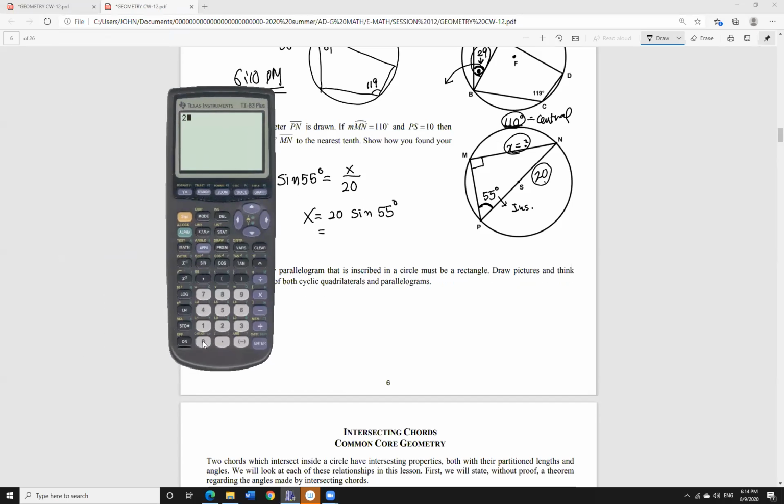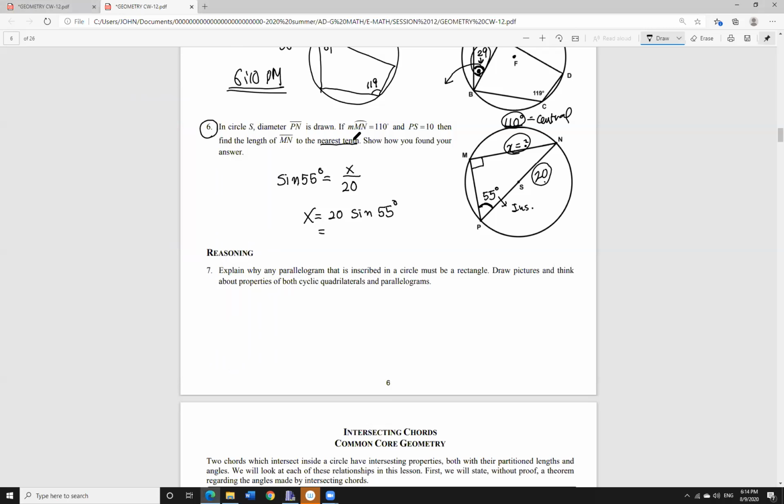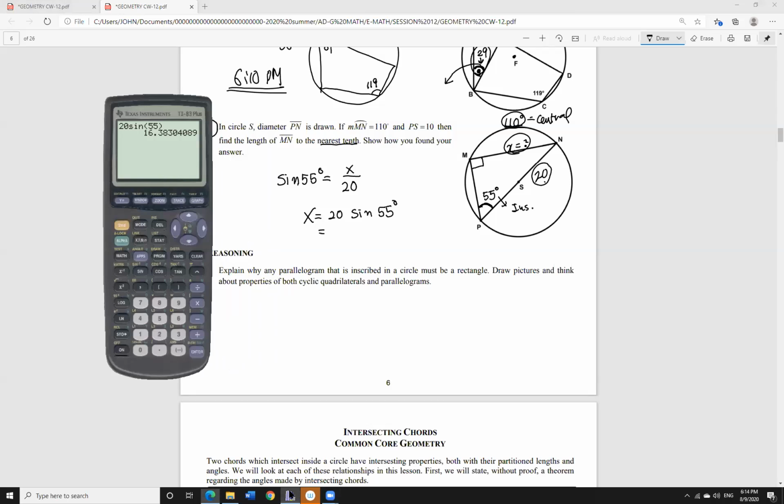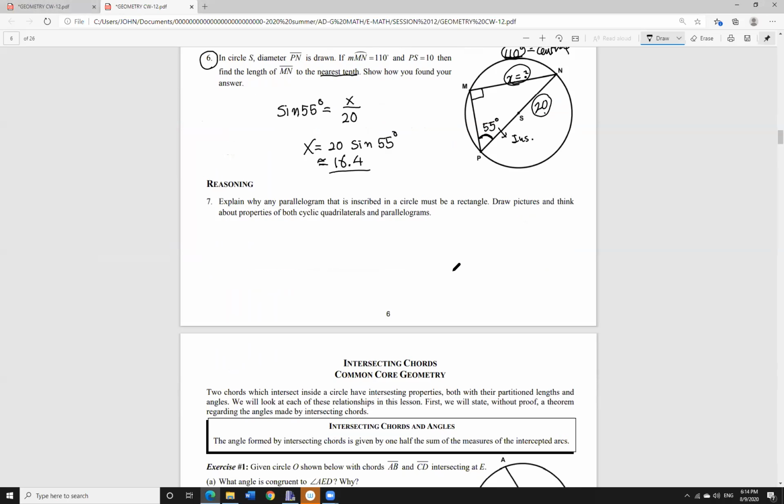So we have 20 times... Now check that the mode is degree mode, not radian. Degree mode. So 20 times sine 55. They give us the length to the nearest tenth. It disappeared. 16.4, right? 16.4, to the nearest tenth. That's it. Okay, another one.